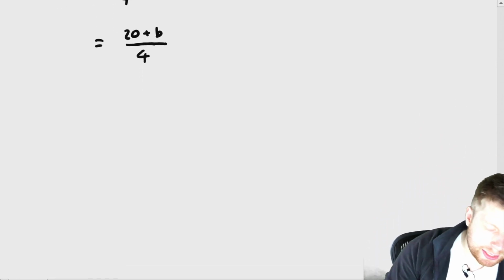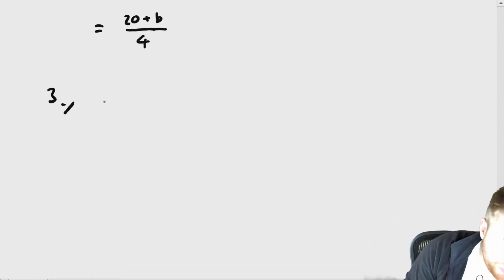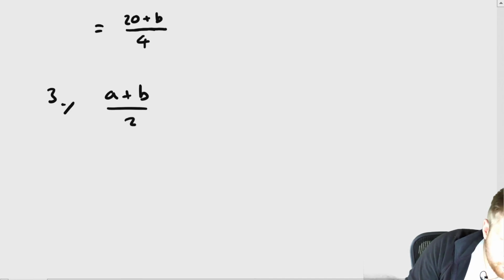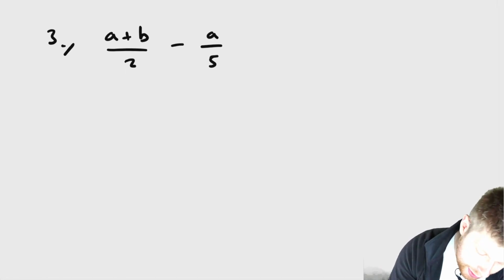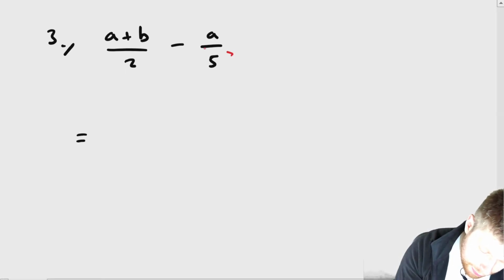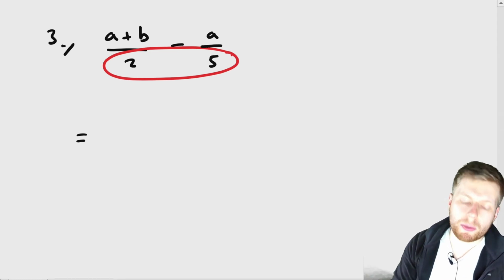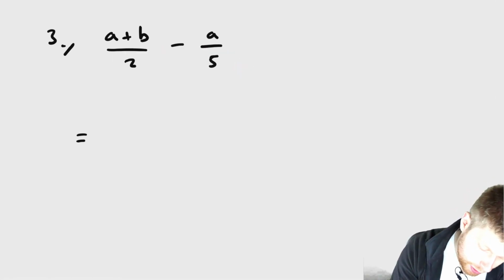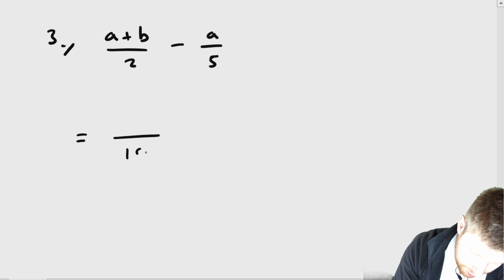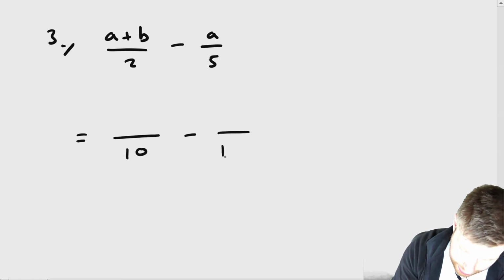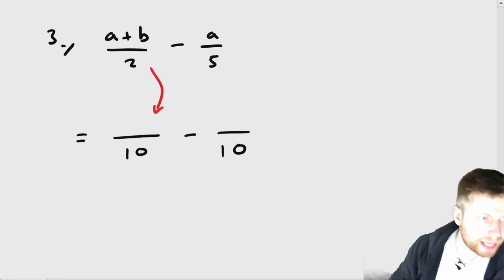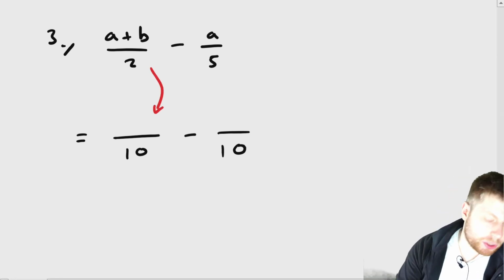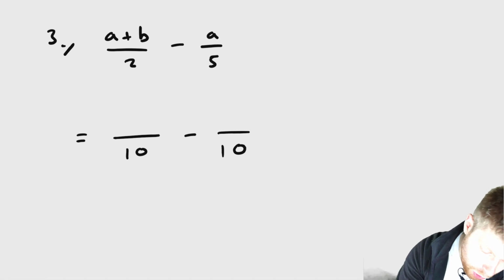Let's have a go at this one. This is number 3: a plus b over 2 minus a over 5. Let's simplify this, so write it as a single fraction. Again, I need the same denominator, so I multiply the two denominators together. 2 times 5 makes 10, and I get 10 on each. What have I done to that first fraction to get a 10 on the denominator? I've multiplied by 5, which means I also need to multiply the numerator by 5 as well.